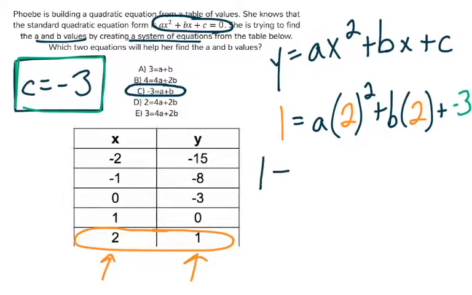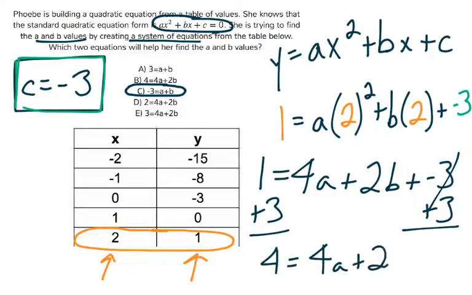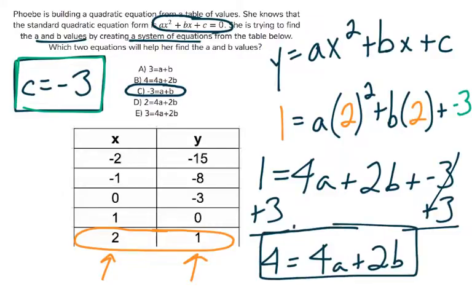So 1 equals a times 2 squared. 2 squared is 4, so 4a plus 2 times b plus negative 3. Get rid of that negative 3. Add 3 to both sides because I want to get my variables by themselves. I get 4 equals 4a plus 2b. That's the equation we should be looking for, and you can see it, it's right there as B. 4 equals 4a plus 2b. So my answers in this case are B and C.